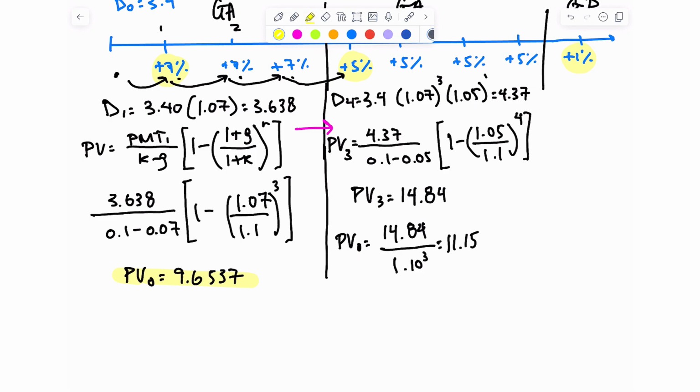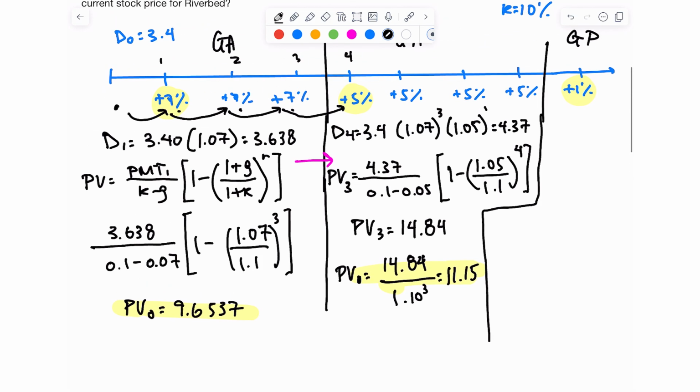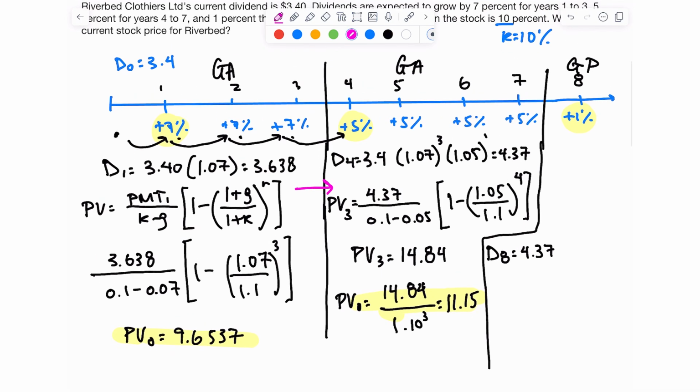We're getting close now. And I'm going to repeat that process for the last area, which is the growing perpetuity. So I'm going to need D8. For D8, I'm going to take my D4, which was 4.37. You're going to add 5% to that 1, 2, 3 times. Not 4, because we're already at 4. So I'm going to add 5% to that 3 times, and then I'll add 1% to it once, basically just to take me that extra period to 8. Okay, so 4.37 times 1.05 to the power of 3 times 1.01.